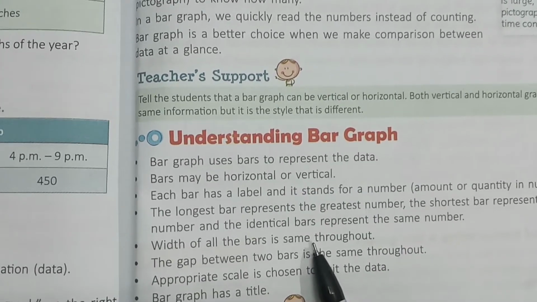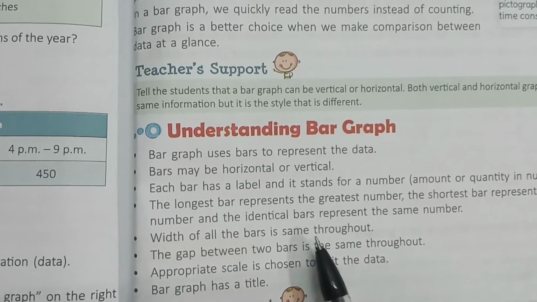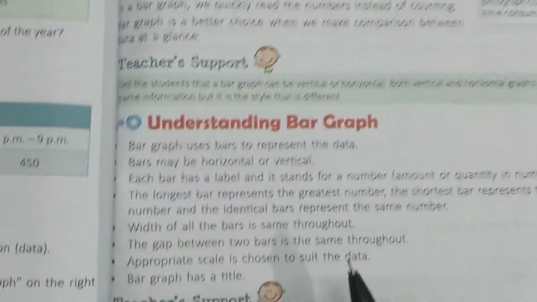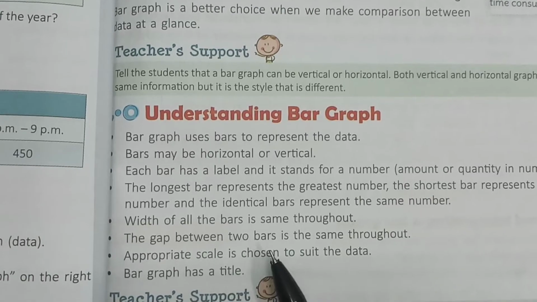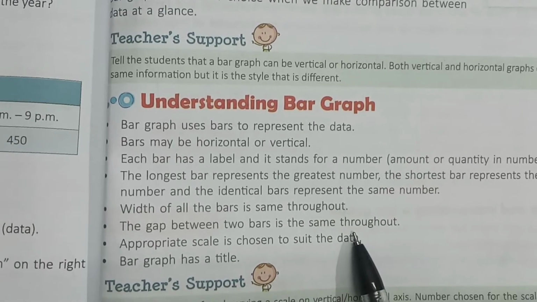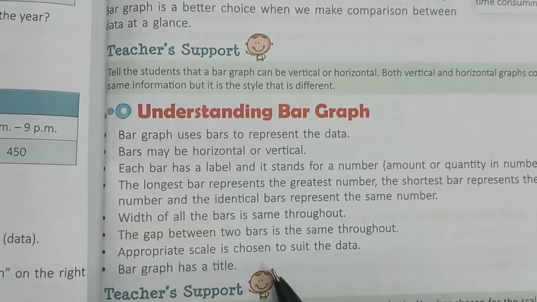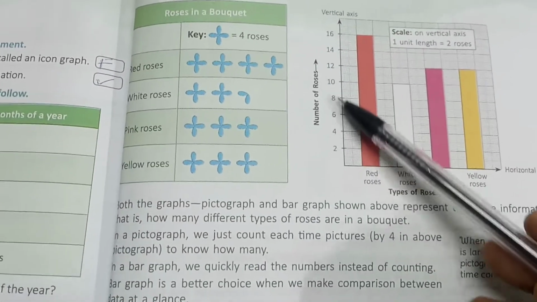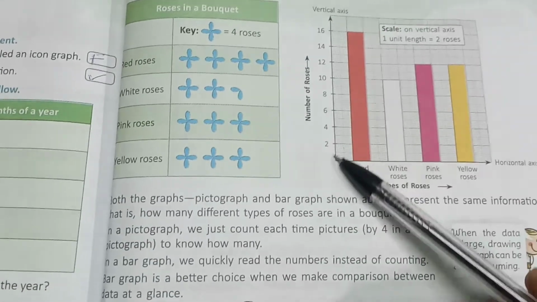The width of all the bars is the same throughout. The gap between two bars is the same here. This gap between these two bars should be the same. And an appropriate scale is chosen to suit the data. A bar graph has a title. So children, this is called the scale. I already told you, so this should be suitable according to the data.